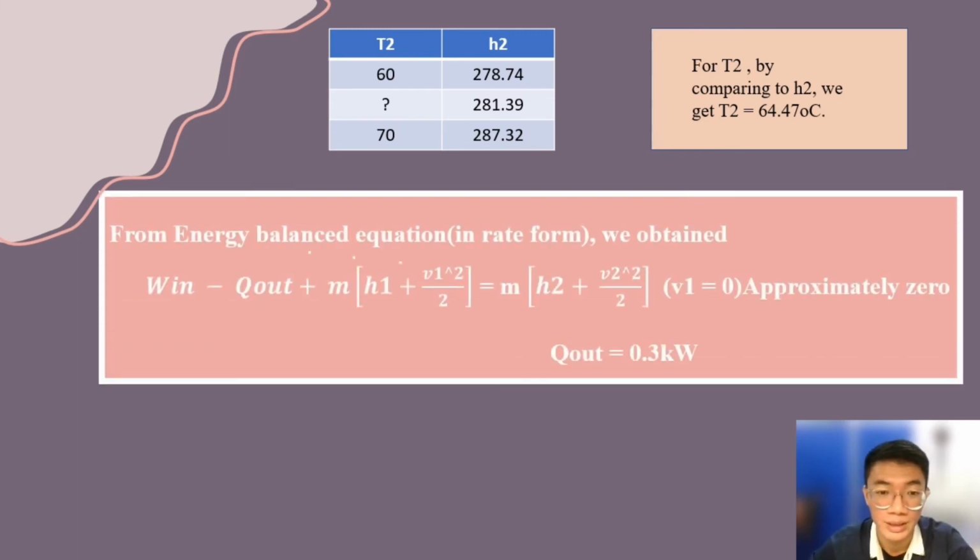So finally, for the energy balance equation, we obtain this formula, which is W dot in minus Q dot out plus m dot multiplied by (H1 plus V1 squared divided by 2) equals m dot multiplied by (H2 plus V2 squared divided by 2). So V1 we can assume is approximately 0. So finally we can find out Q dot out is equal to 0.3 kilowatts.